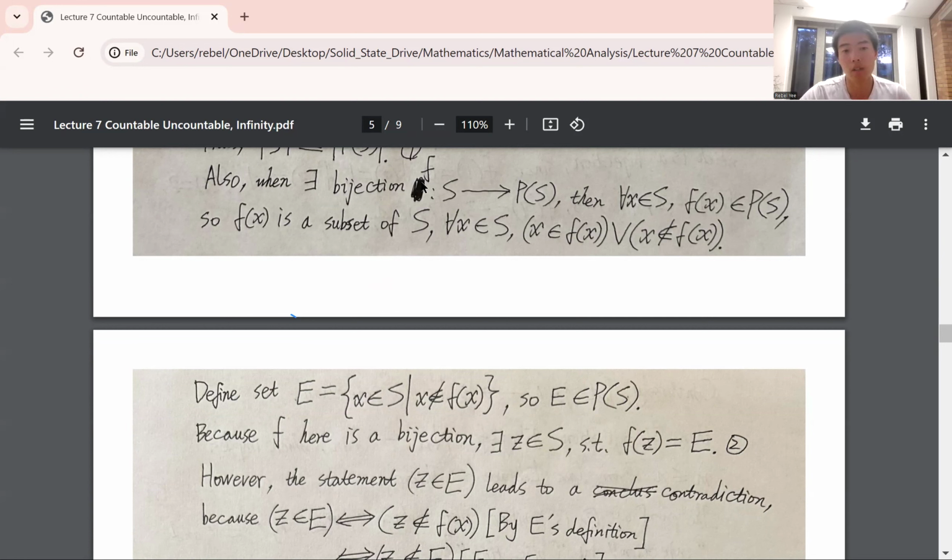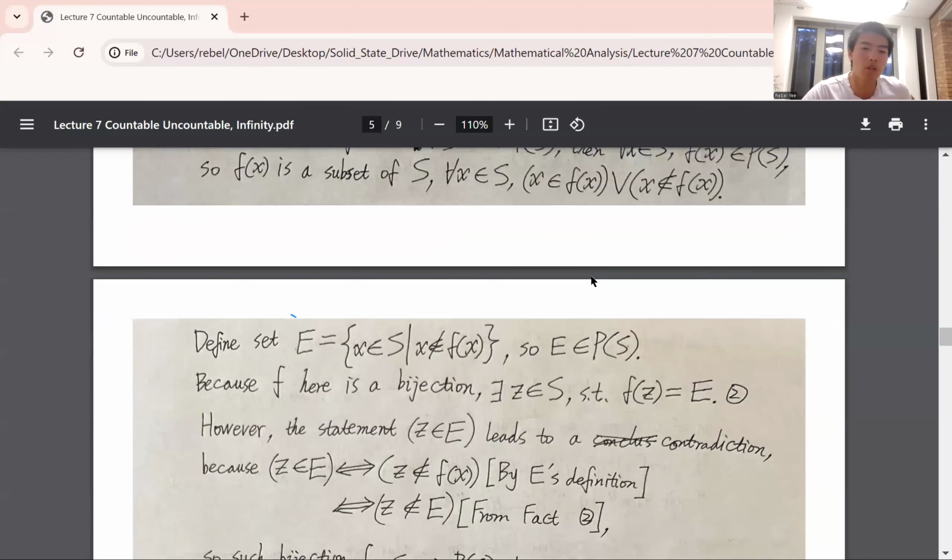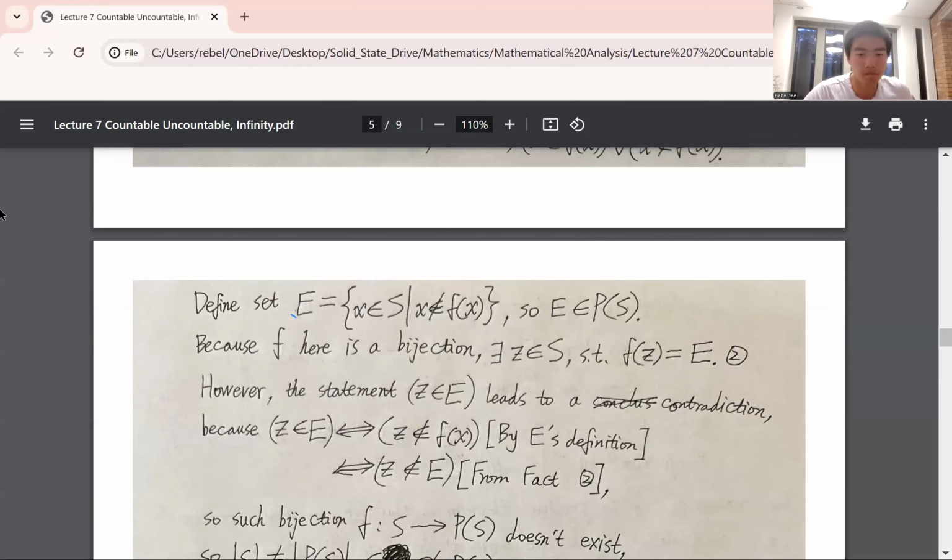So if there's a bijection f from S to PS, then for all x in S, f(x) belongs to PS. So f(x) is a subset of S. That's the definition of the power set. And in this case, for all x in S, x might belong to f(x) or x might not belong to f(x). So let's define a new set E. E is the set of all x in S such that x does not belong to f(x).